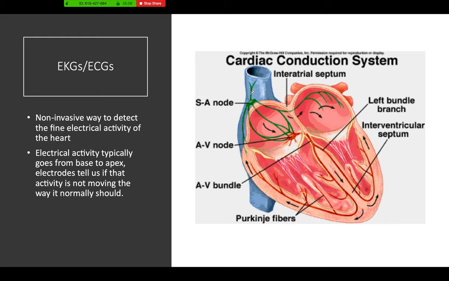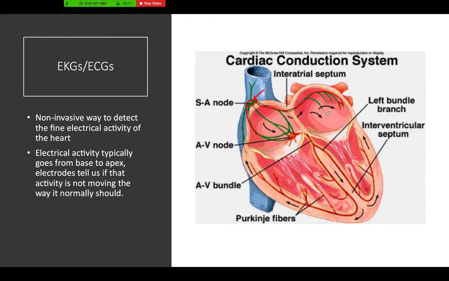However, the heart makes its own beat. And so where it makes its own beat is here in the SA node. This is where the beat is going to be generated. And so the first thing we see in an EKG is going to be the signal coming from the SA node. Okay, so that SA node is going to send a signal to the atria, and this signal is going to cause a contraction of the atria.